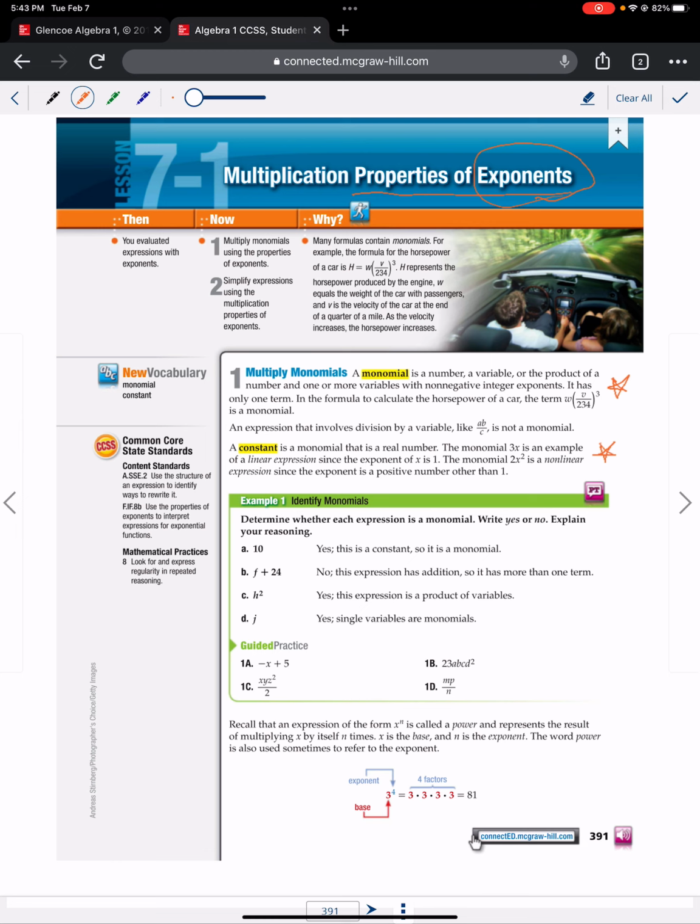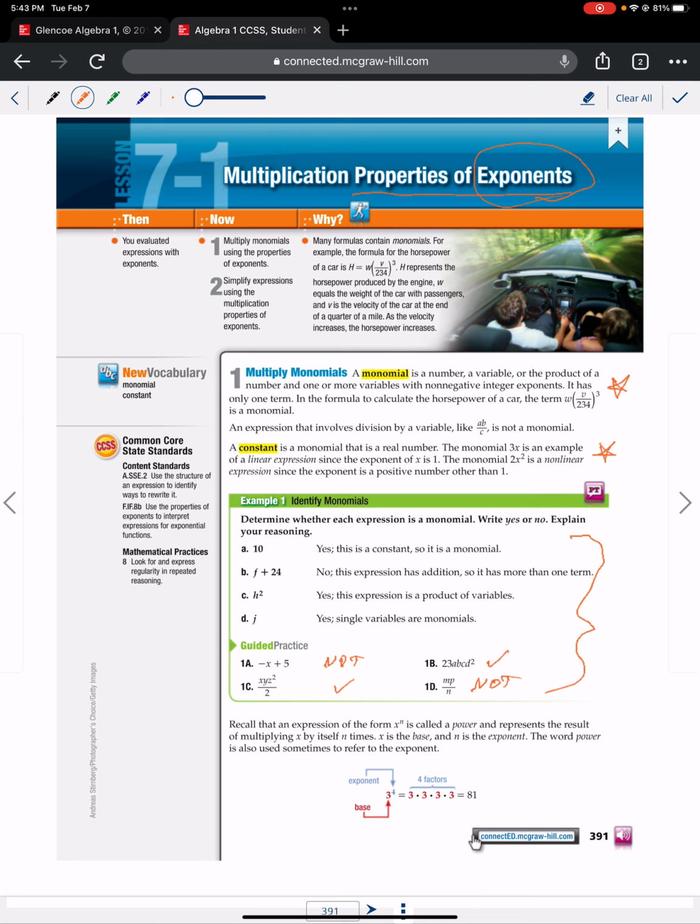The reason they want you to know monomials is so that we can then use monomials in understanding how exponents work. So go ahead and read this and understand that section on what is and what isn't a monomial, then you can go ahead and try that. When you get to the guided practice, I'll give you the help. This is not, this one is, and this one is not. If you don't understand why they are not, then come ask me.